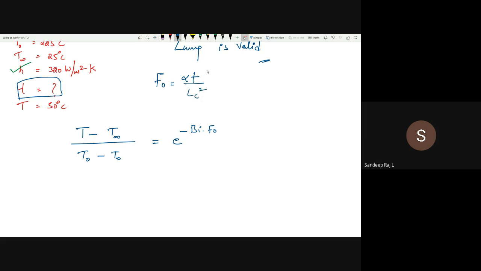So t is anyways unknown that you have to calculate, so you have to keep t aside. And coming to LC, you know LC already. Just now we have taken it as 1.5 centimeters, but you can substitute 1.5 into 10 to the power of minus 2, whole squared. How about alpha here? How to take alpha?